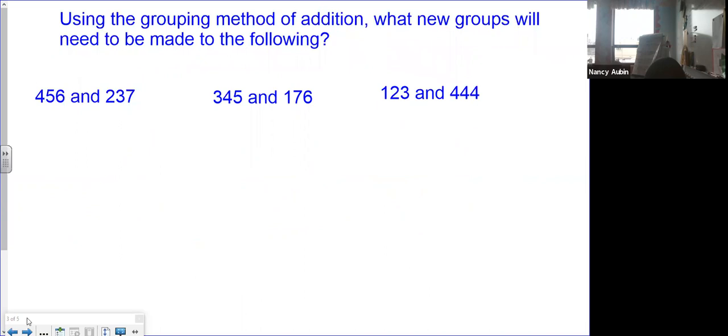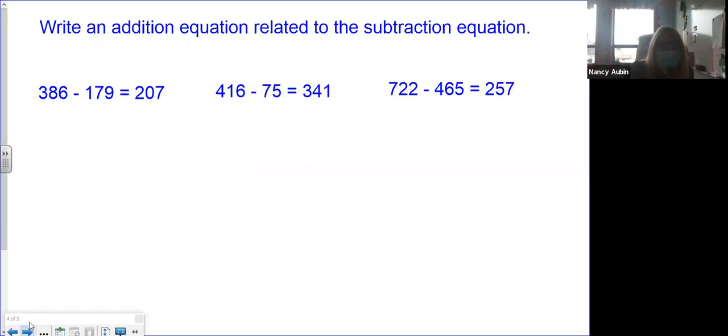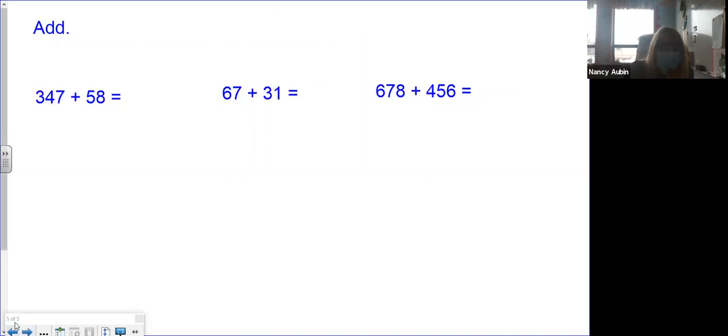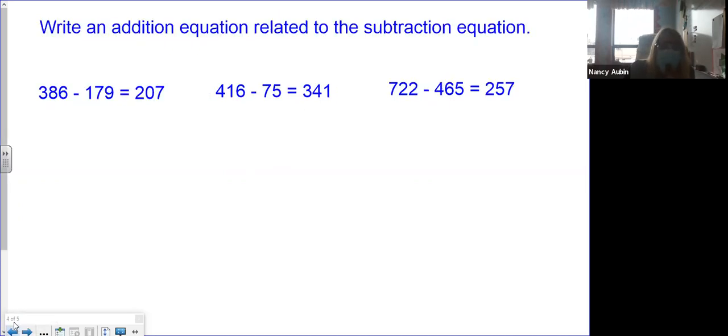All right, last but not least, and then you are free. I think we've got this. Let's see, what's the next one? We're not going to add because you guys can do that. Write one addition equation related to the subtraction equation for these 3. And then I'm going to let you do your showing off on your quiz.